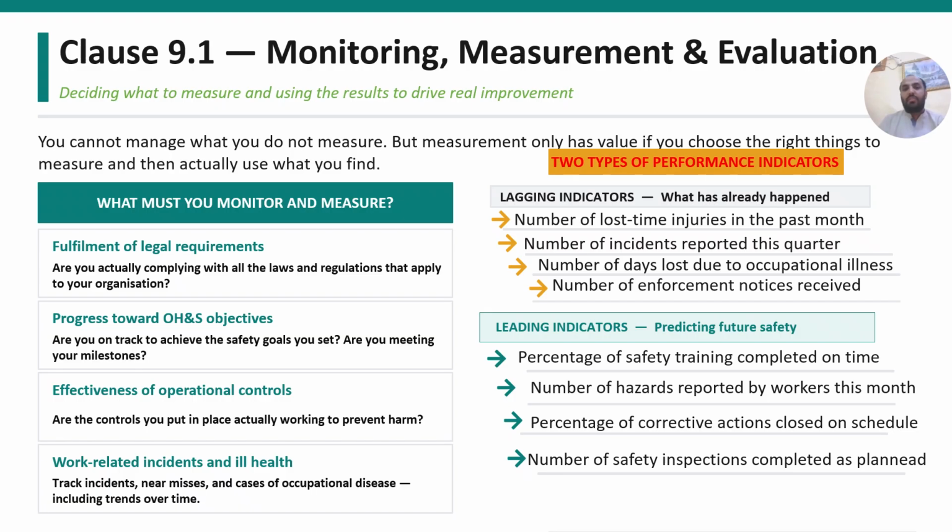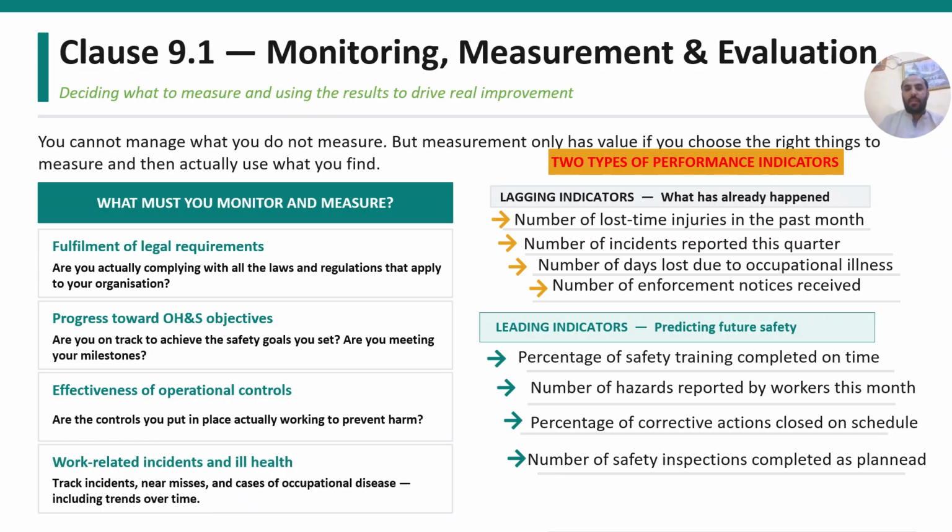Now, the standard also guides us to think about two distinct types of performance indicators. And I want to spend a moment on this because it's really practical and useful. The first type is what we call lagging indicators. These measure things that have already happened. The number of lost time injuries last month, the number of incidents reported this quarter, the number of days lost to occupational illness. Lagging indicators tell you about your past performance.